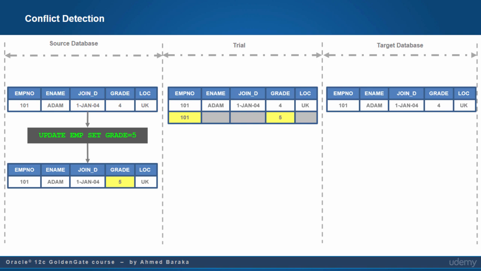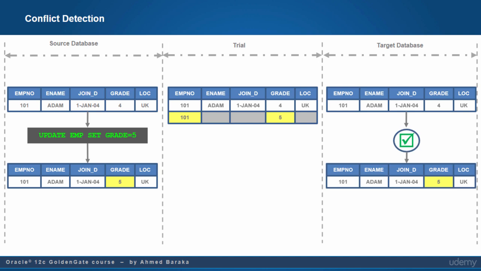This record image is called the before image record. In the CDR perspective, the record to be updated in the target database is called the current record. Suppose the current record is identical to the record that was there in the source database. Golden Gate will compare the before image with the current record. If the values of all the columns included in the before image equal their values in the current record, then Golden Gate will proceed with executing the update statement in the target database.